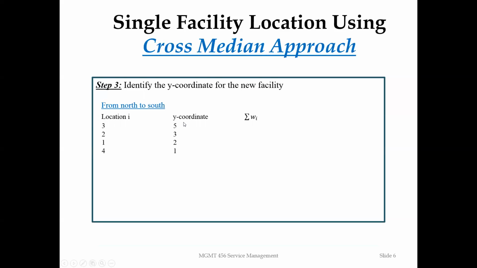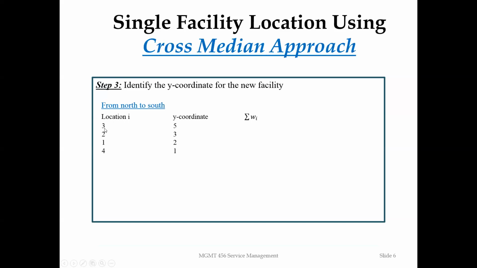Then we also want to identify the y coordinate for each location. So the y coordinate for city 3 is 5. The y coordinate for city 2 is 3. The y coordinate for city 1 is 2, and the y coordinate for city 4 is 1. Now let's keep adding all the weights.